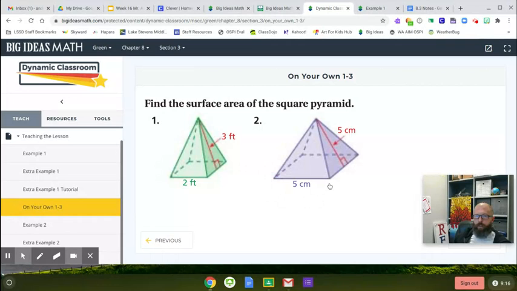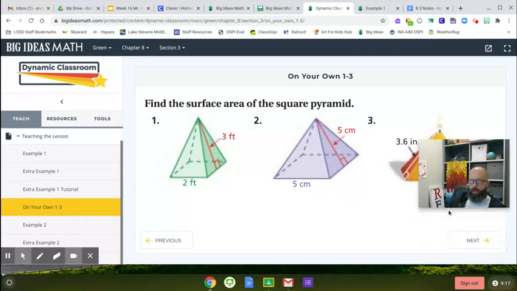Here we go. We have another one where we know that the base is 5 times 5 because it's a square, so 25 for the base. We also know that the triangles are 5 on the base and 5 high. So 5 times 5 is 25. Divided by 2 is 12.5. So 12.5 on each triangle. And then once you add those all together, you should get 50. So plus 25 would be 75 on that one.